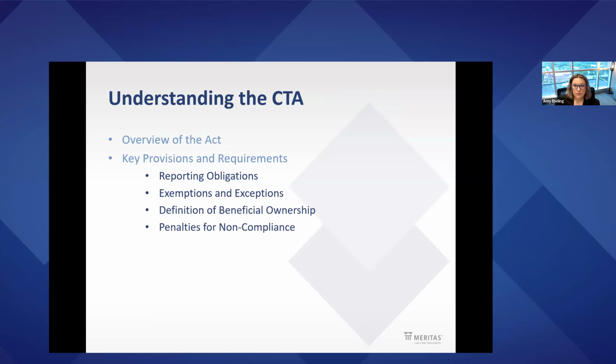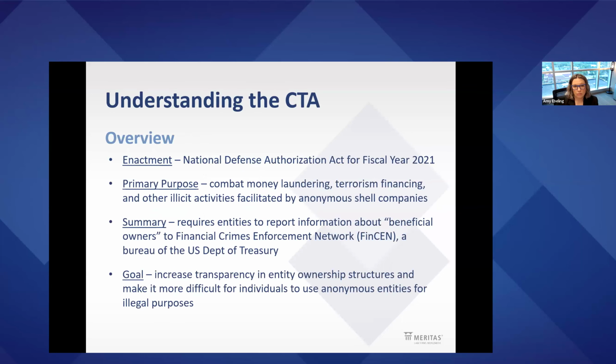So to start, we're going to go through understanding the CTA. We're going to provide an overview of the Act and then key provisions and requirements, including the definitions and exemptions. So let's get started. First is understanding the Corporate Transparency Act, an overview. So CTA was enacted as a part of the National Defense Authorization Act for the fiscal year of 2021. So we've had this piece of law around for the last several years. However, the effective date was continuously delayed until recently. It went into effect on January 1, 2024.